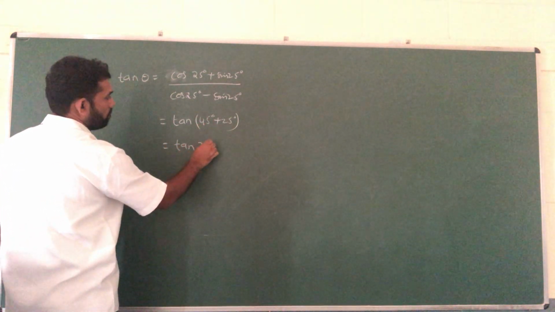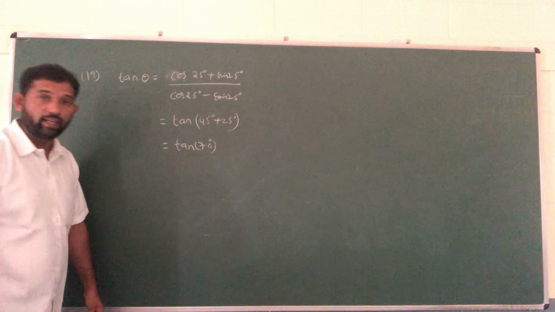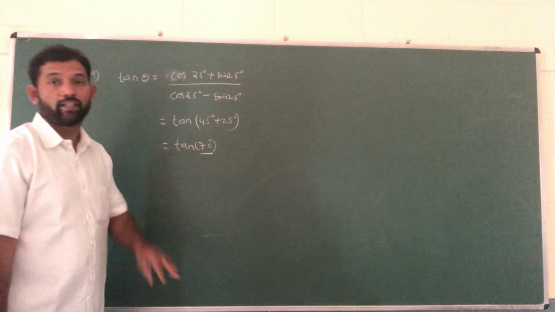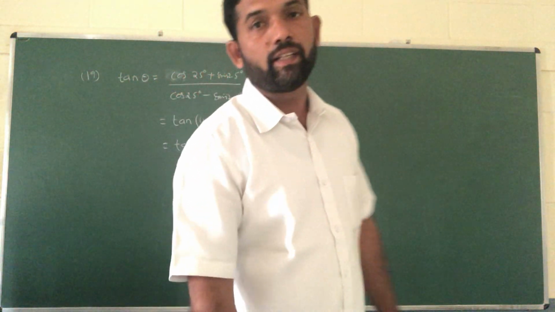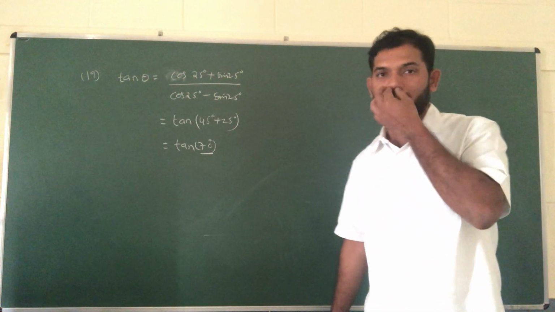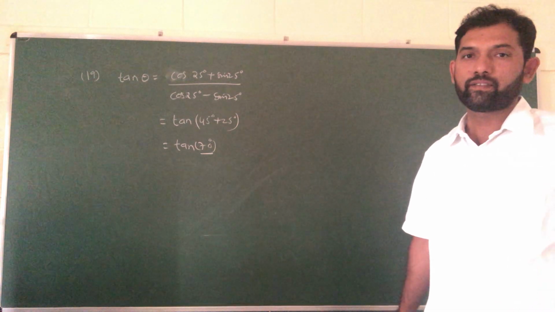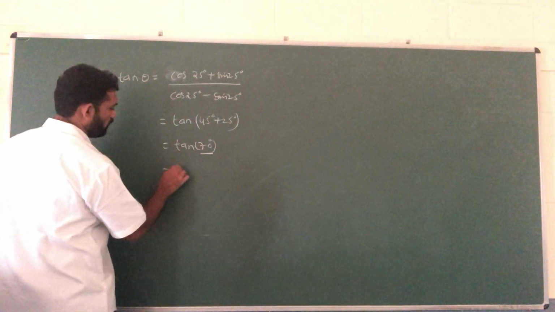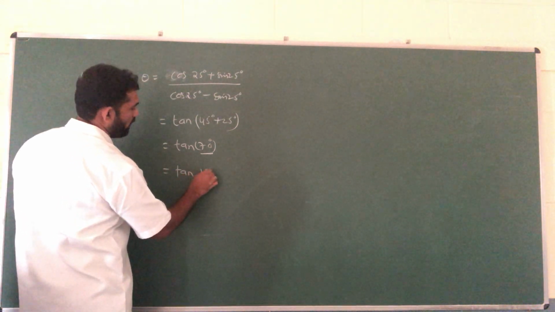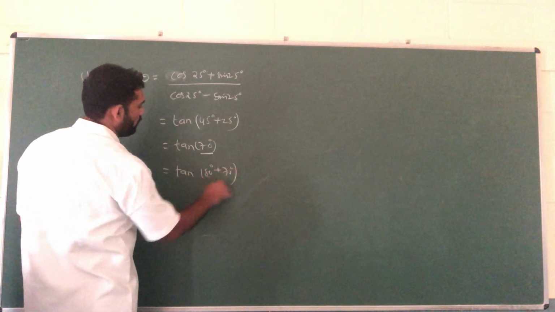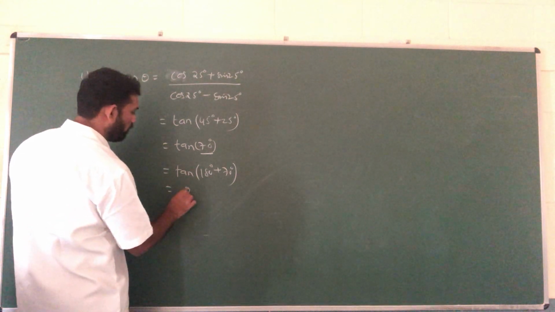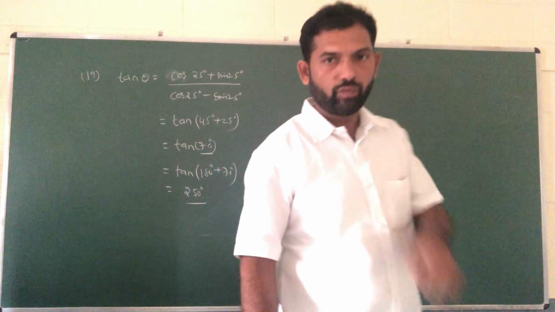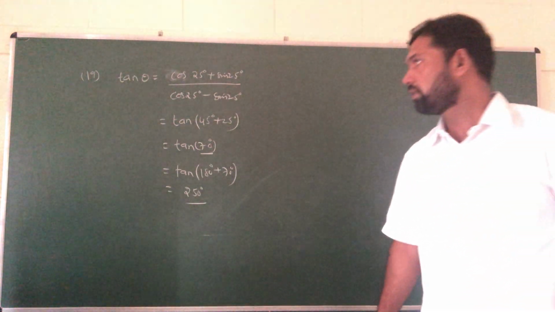Tan 70 degrees. They are telling that the theta value should lie in the third quadrant. In the third quadrant, the allied angles are what? 180 plus theta, 270 minus theta. You can use any one. So tan of 180 degrees plus 70. How much are you getting? 250. That is 250 you are getting. So that is your answer.